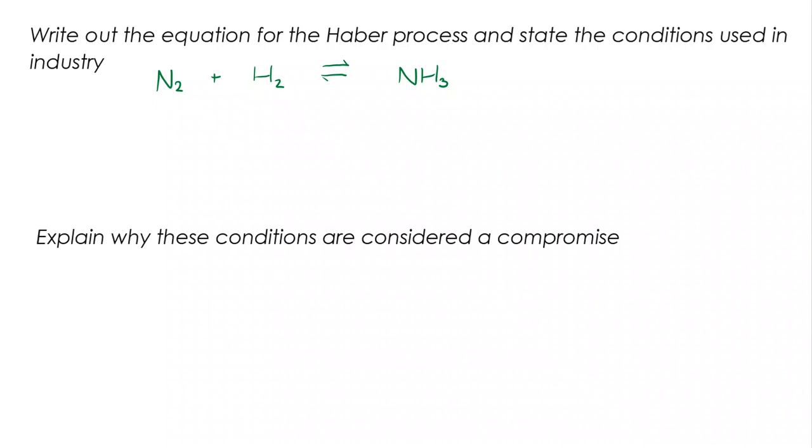We need to balance it. Well, I've got 2 N's, so I need 2 N's. And if I've got 2 N's and 6 H's, I now need 3 H2. I've also remembered to add my state symbols.